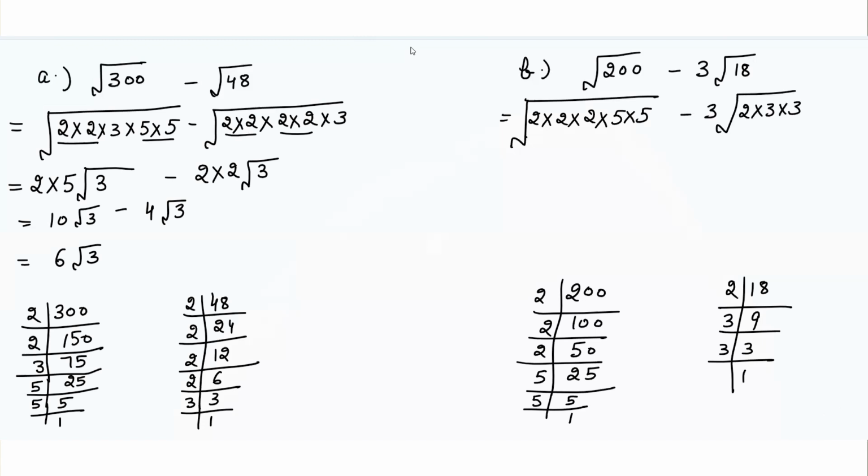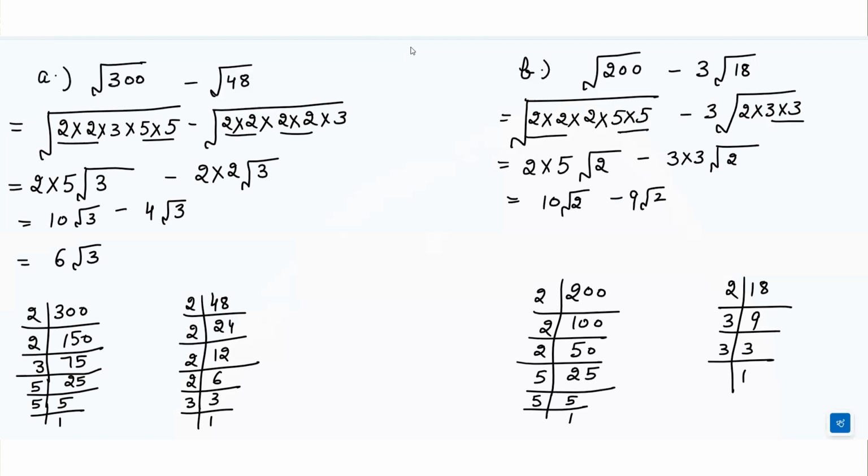Now this is a pair, this is a pair, this is a pair. So we can write it as 2 into 5 outside, then root 2, minus 3 which is already outside. One more 3 we will write outside, square root of 2. So 2 fives are 10, 10 root 2 minus 9 root 2. So 10 minus 9 is 1, 1 root 2. If you don't want to write this 1, it is okay. If you want to write 1 outside, then also it's okay. This is equal to root 2.